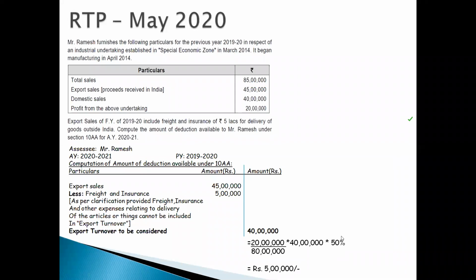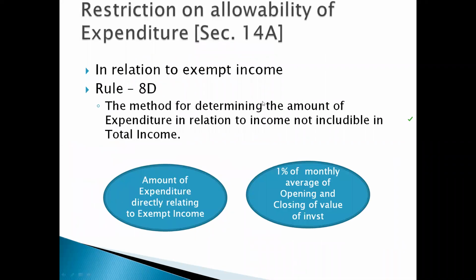Now, why is 50% considered? It is after the first 5 years from the date on which the operation has begun. So, operations began in assessment year 15-16. However, the current year is 2021. So, from this year, only 50% of the total profits can be considered as an exemption.